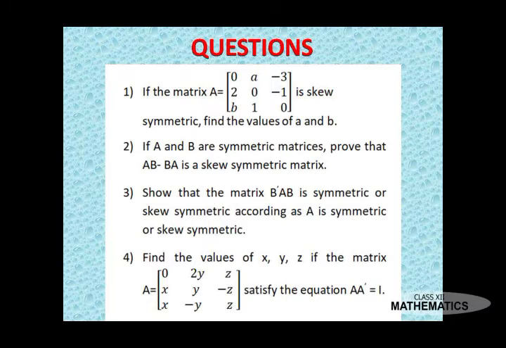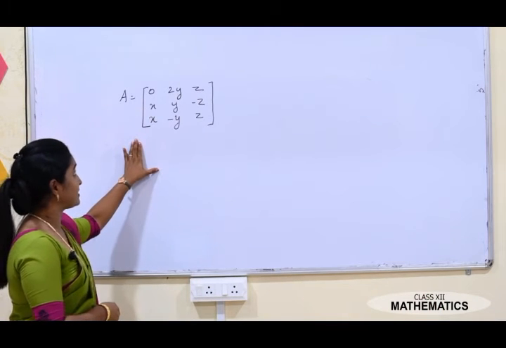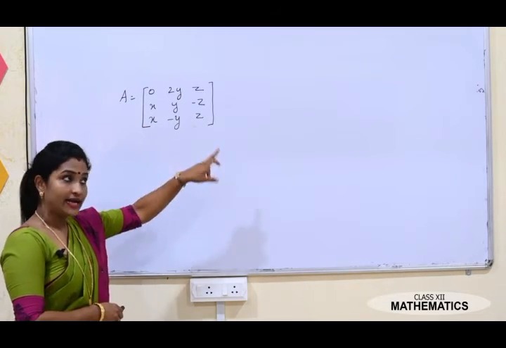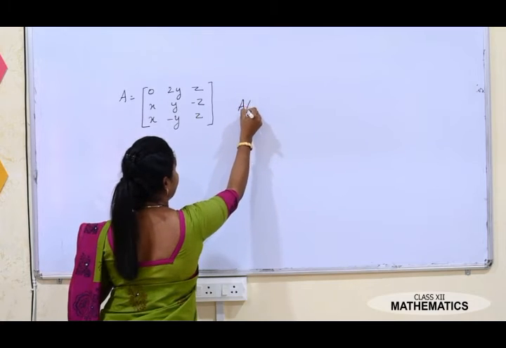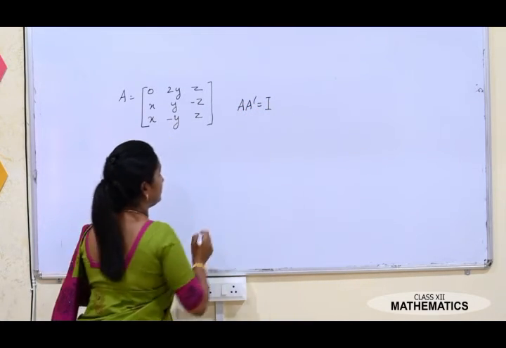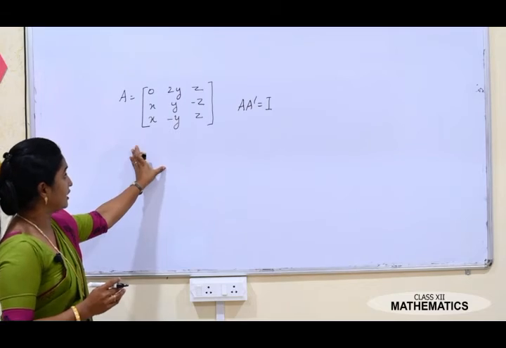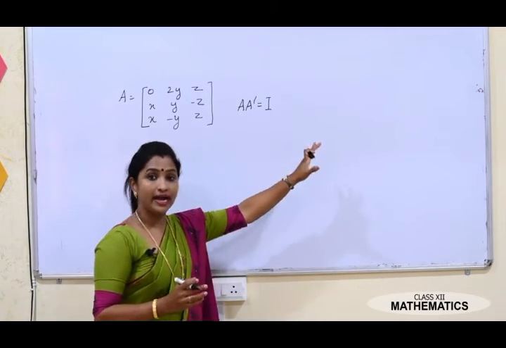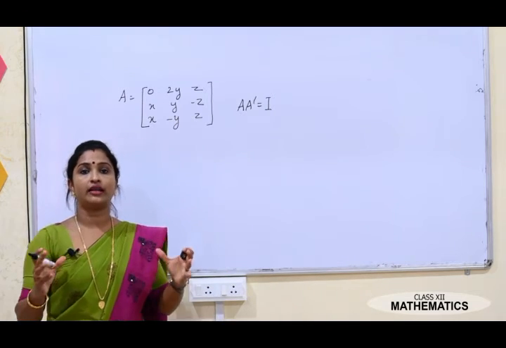See the fourth question. Find the values of x, y, z if the matrix A is equal to [0, 2y, z; x, y, -z; x, -y, z] satisfies the equation A dash A is equal to I. That means you have to substitute the value of A and A dash, multiply, and that will be equal to the identity matrix. You have to substitute the values and get the values of x, y, z.